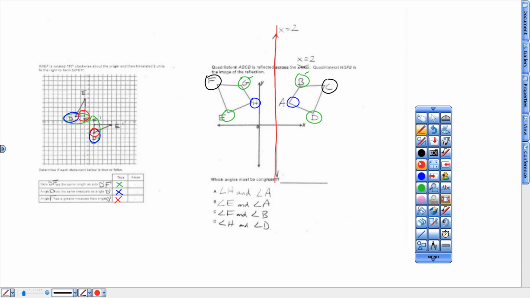H and A, that looks like right away. I have a pair right away, this H and that A. E and A would be no good. F and B, no good. Close, but no good. F is equal to C, but not B. And then H and D, no good. Second word is tan. Tan.